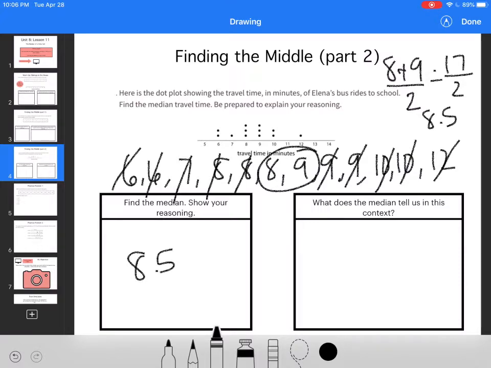It's always good to count the dots too. So 1, 2, 3, 4, 5, 6, 7, 8, 9, 10, 11, 12. So that was an even number. So yeah. So then what does the median in this context tell us? That it takes about 8.5 minutes for Alina to get to school.